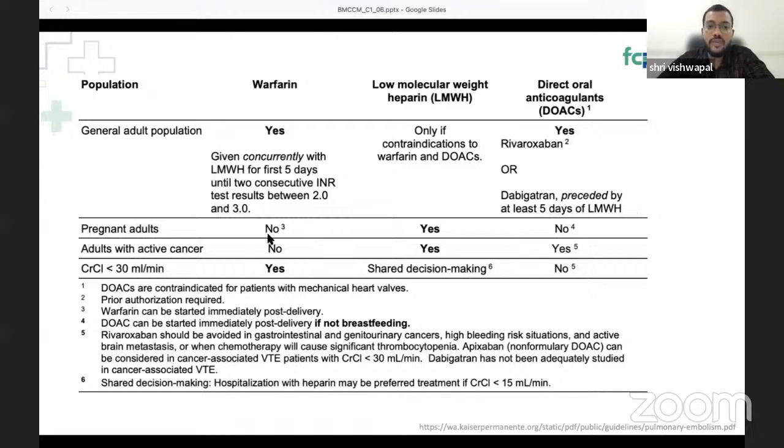In pregnant adults, warfarin and direct oral anticoagulants are contraindicated, but to a certain extent warfarin can be given. But low molecular weight heparin is the drug of choice. In patients with active cancers, warfarin is contraindicated, but low molecular weight heparin and direct oral anticoagulant can be given. If creatinine clearance is less than 30 ml per minute, warfarin can be given, but DOACs cannot be given because they get accumulated in the kidney. So they are contraindicated, and low molecular weight heparin dosing can be based on the creatinine clearance.